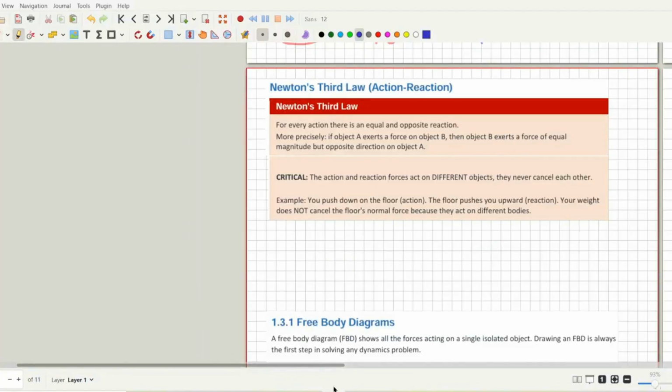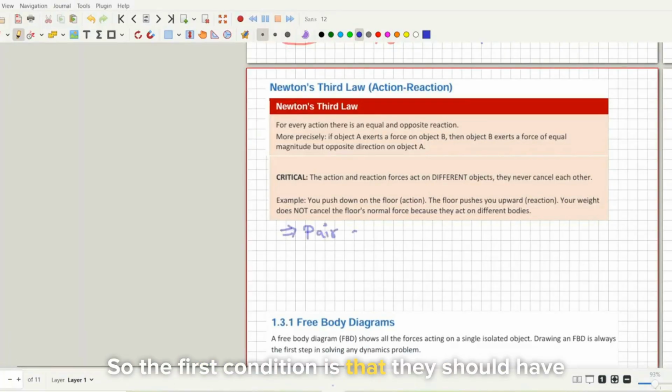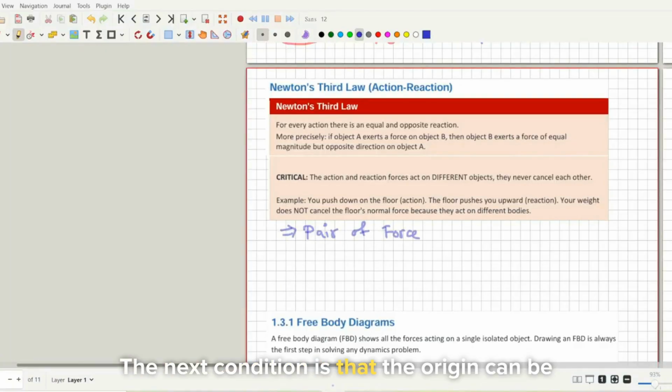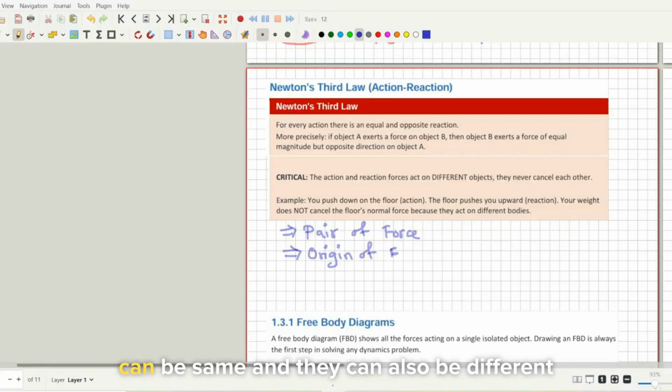The next thing you need to keep in mind are other properties. Newton's third law must always form in pairs. The forces should always be in the form of a pair. The next condition is that the origin of the forces can be same, and they can also be different.